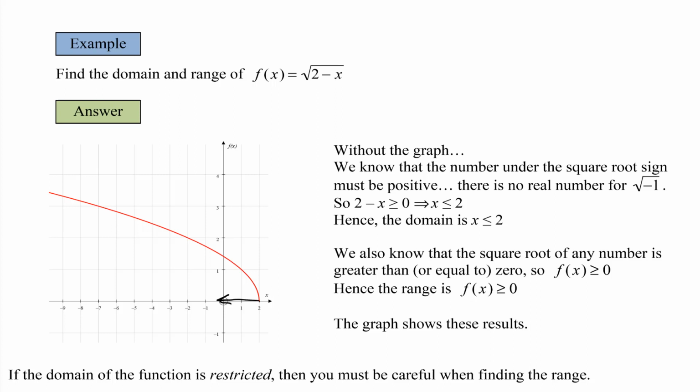And same for the range, the y values. We haven't got any negative y values down here. It looks like if we're looking at this axis here, the y-axis, that we can only see values of y starting from 0, that is when x equals 2, and going up from there. So, if you have the graph, fantastic.